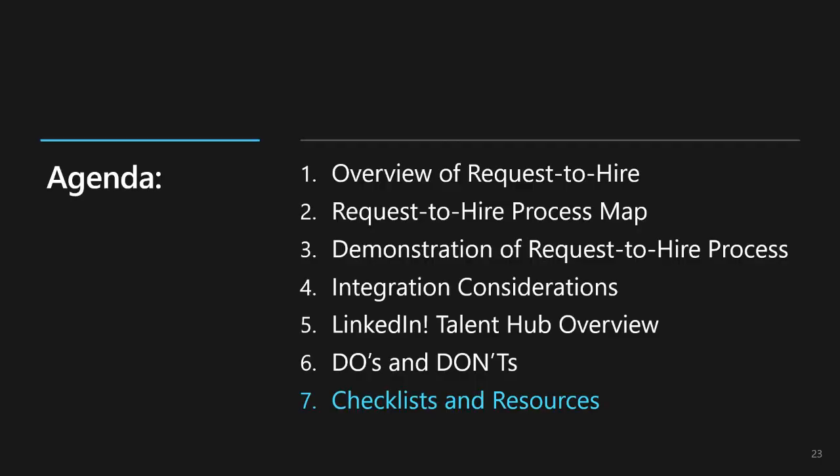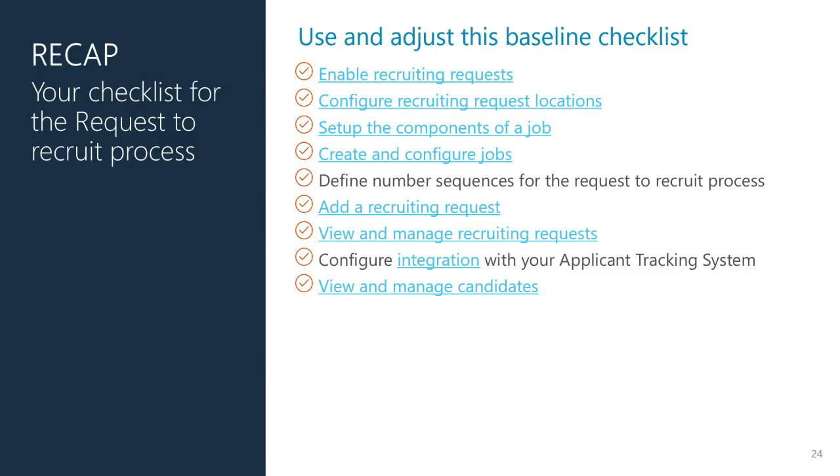So now I want to switch gears and take a look at our checklist and resources that we have compiled. So the checklist that we've pulled together for you today, we've got hyperlinks. Again, this slide with all of the links will be available on the TechTalk community Dynamics page. But the steps that you're going to want to follow first is you need to enable those recruiting requests. So we took a look at that at the beginning with the feature management and the human resources shared parameters.